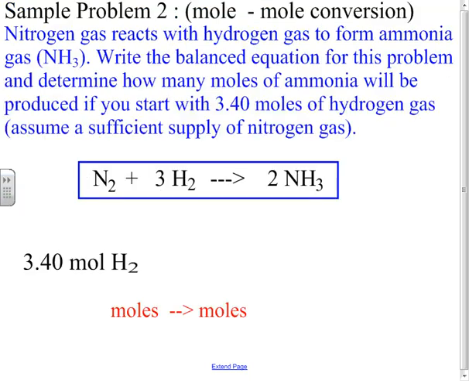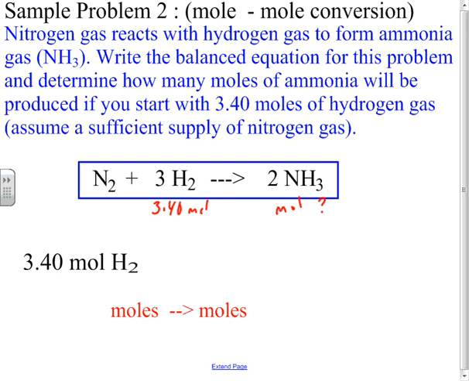Here is a stoichiometric problem that is going to be a mole to mole conversion. We're told that nitrogen gas reacts with hydrogen gas to form ammonia gas, and from that we can write the balanced chemical reaction. Now we're asked to determine how many moles of ammonia, so this is our unknown, if you start with 3.40 moles of hydrogen gas, so that is our known. This is just a mole to mole problem.